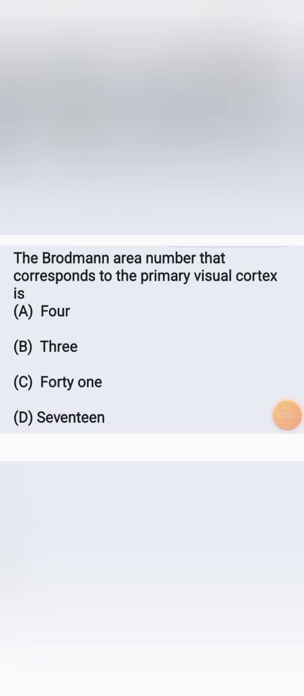And the next question, the Brodmann area number that corresponds to primary visual cortex is? Options: option A, 4; option B, 3; option C, 41; option D, 17. The Brodmann area which corresponds to primary visual cortex is number 17. Option D is the correct answer.